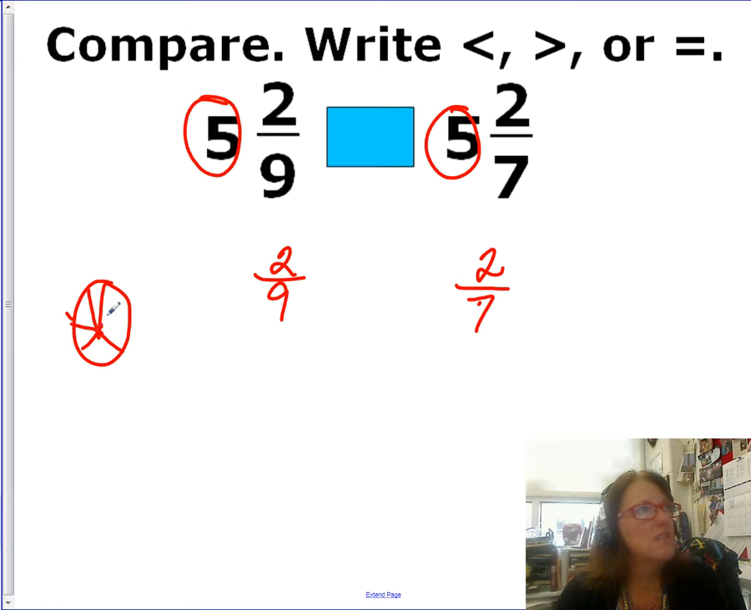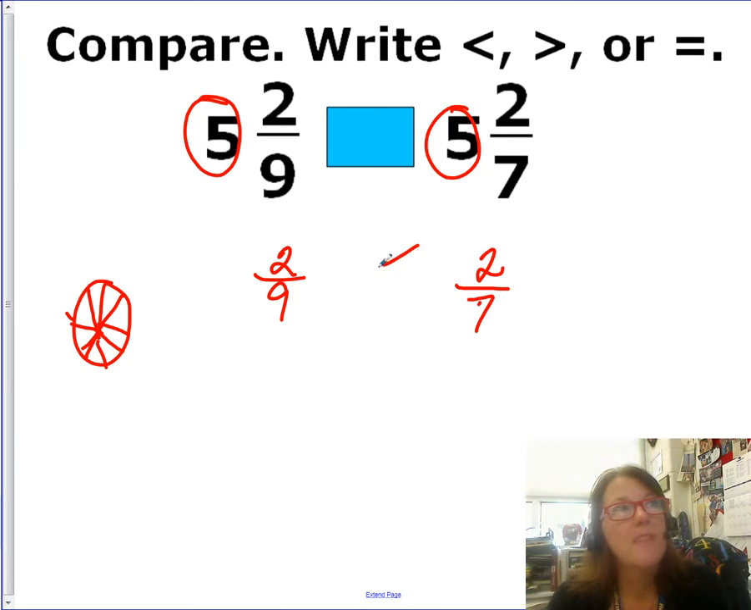Oh, this is a horrible model. But think of it: my pizza is cut into 9ths. I get 2 of the pieces versus this pizza, which is cut into 7, and you have 2 of those. This guy's going to be bigger.